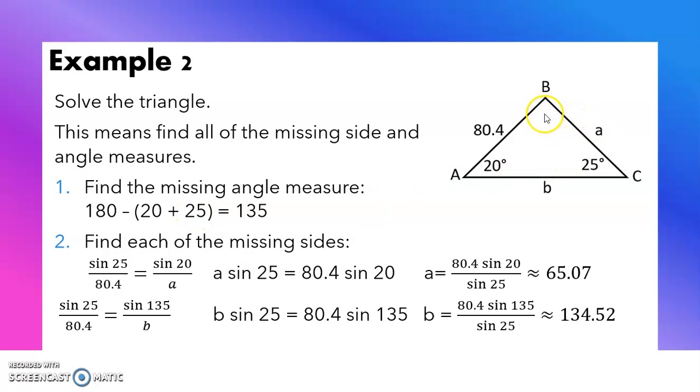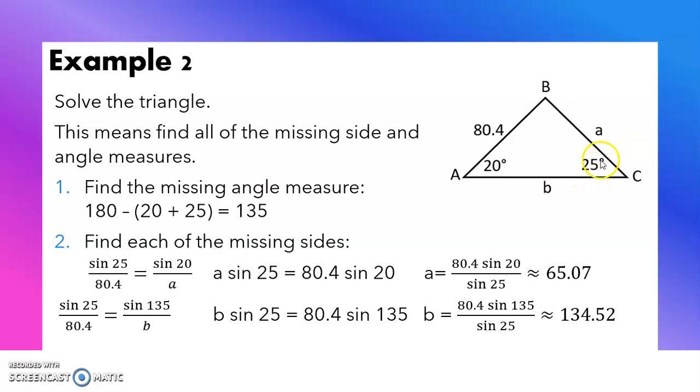For the missing angle measure, I did 20 plus 25, and then I subtracted from 180 to get 135. So angle B is 135. That's my first answer. The next answer I'm going to find is side A. I always like to use whatever's printed on the triangle whenever possible, because just in case I accidentally subtracted wrong, I won't have all wrong answers. I'll only have one or two wrong answers. So always try and use what's printed in the triangle.